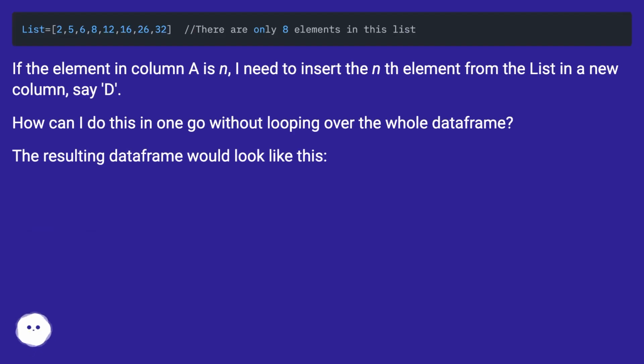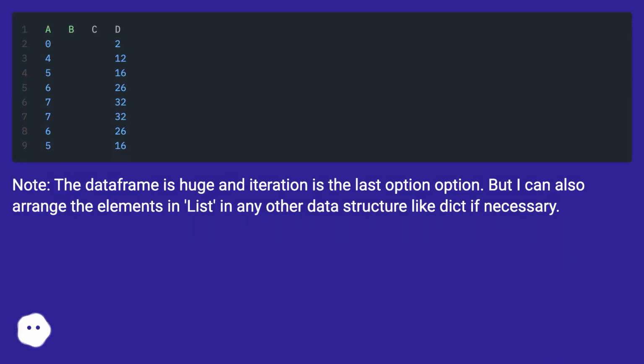If the element in column A is n, I need to insert the nth element from the list in a new column, say D. How can I do this in one go without looping over the whole data frame? The resulting data frame would look like this. Note, the data frame is huge and iteration is the last option, but I can also arrange the elements in the list in any other data structure like dict if necessary.